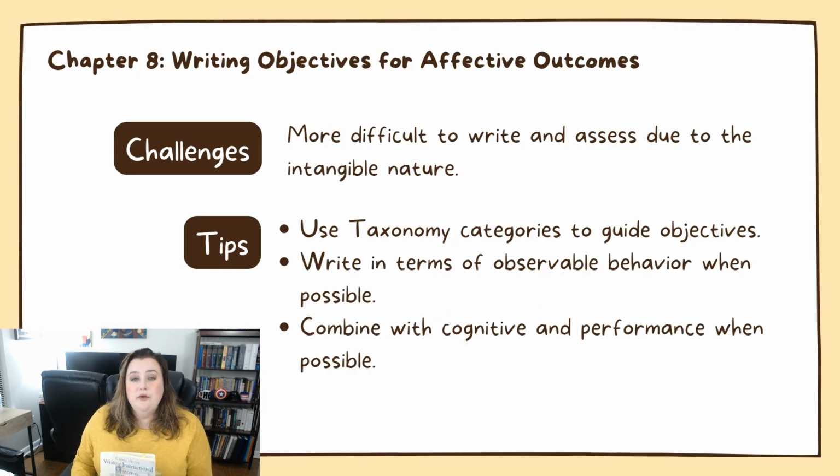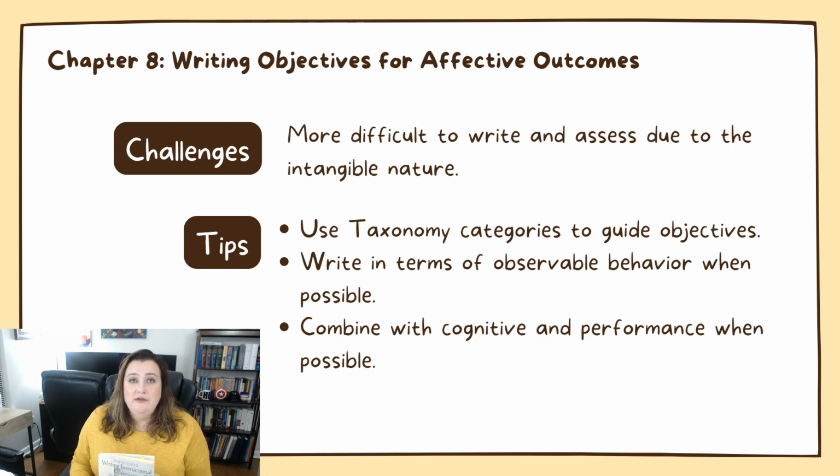Okay, so I want to go a little bit more in depth into chapter 8, which is the affective, writing objectives for affective outcomes. Part of the reason I want to go into this section a little bit more is because the authors were very clear that this can be one of the most complicated and difficult types to both write and assess when it comes to the affective outcomes. So there were a few challenges. First of all, the biggest challenge within this area is that it's more difficult to write and assess them due to the intangible nature of the affective domain, really. So because of that, that can be really, really challenging.